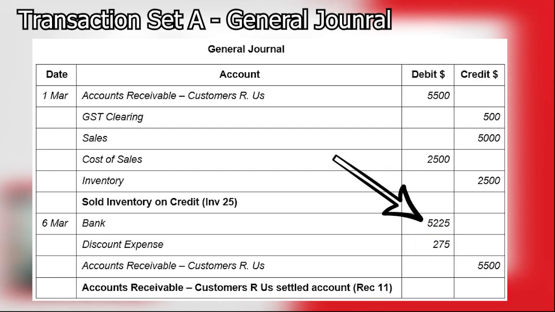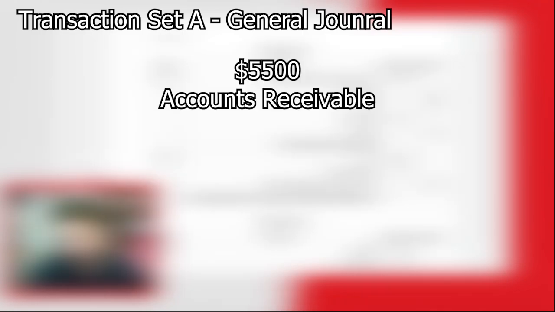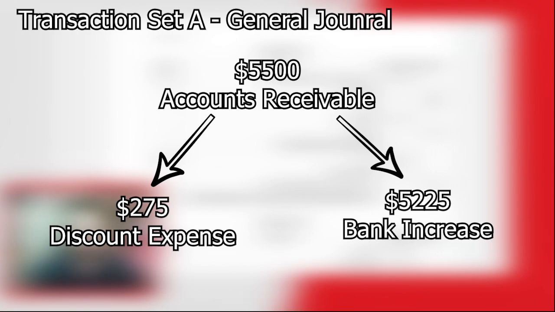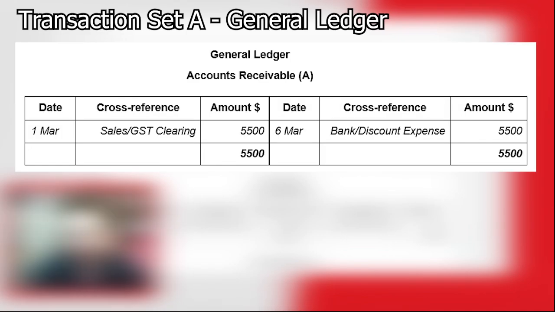So if we look at 5,500, 275, my mistake, is discount expense. The other 5,225 is the bank. And that's what that 5,500 consists of. Then if we apply that to our general ledgers, we see here that accounts receivable, sales and GST 5,500 on the debit side. Meanwhile, on the credit side, bank and discount expense 5,500.